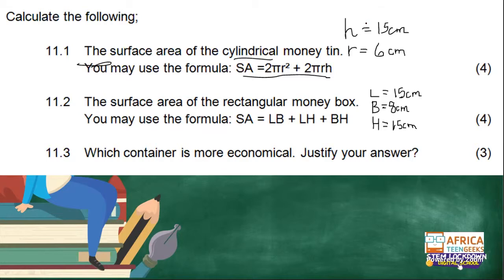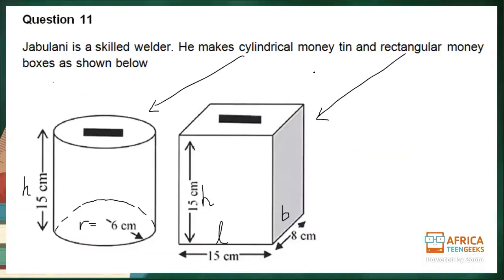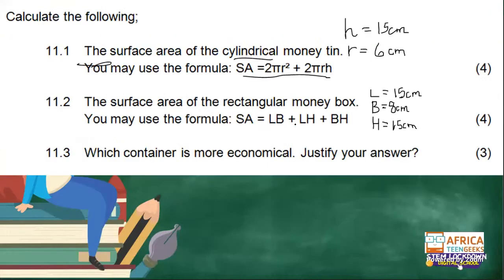Okay, next question. 11.2. You know, let's go back to the diagram, you can see that the height, length, and breadth are all given in centimeters. I need you now to use this formula to calculate the surface area of the rectangular money box. Right. Again, I'm giving you guys 2 minutes. In fact, if you are able to finish in 2 minutes, it means you're very, very fast.